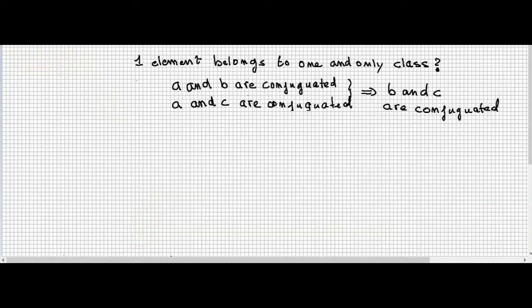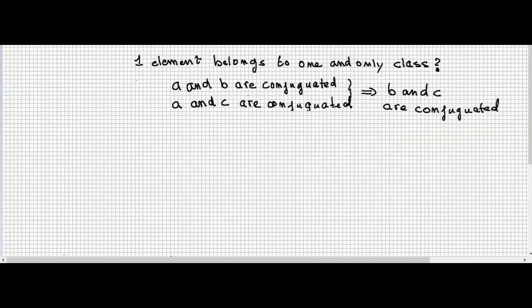And now I will prove that one element belongs to one and only one class. For this, it's enough to prove that if the elements A and B are conjugated, and the elements A and C are conjugated, then the elements B and C are conjugated, and then all the elements A, B, C are conjugated of one another, and they belong to the same class.